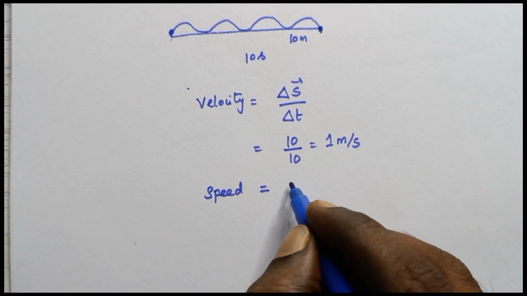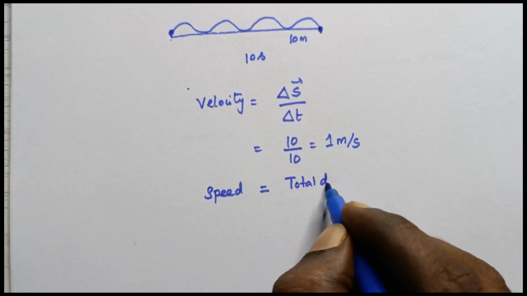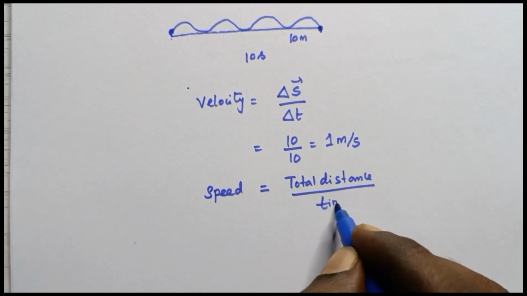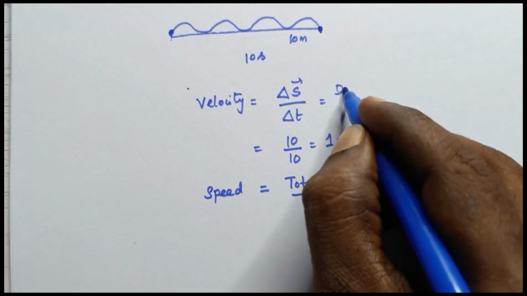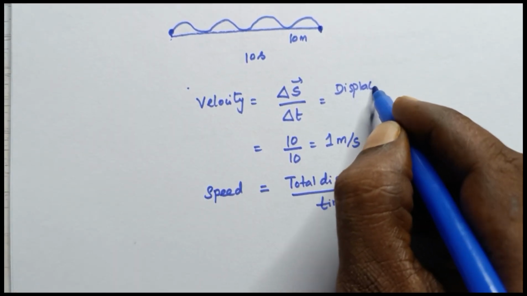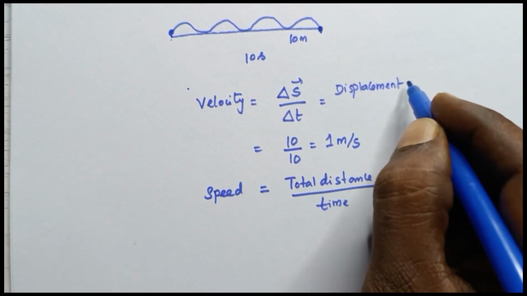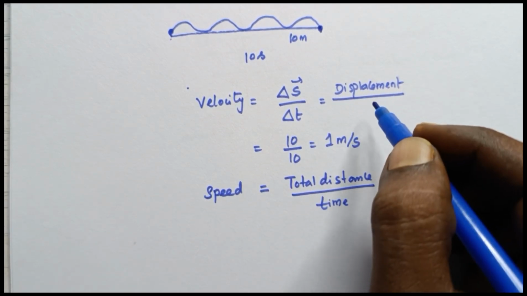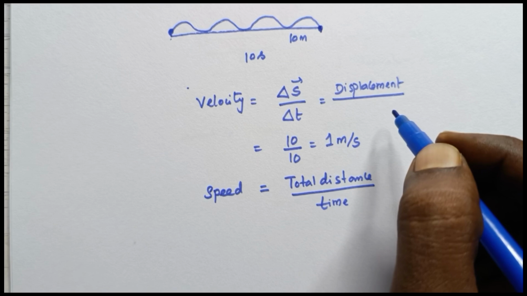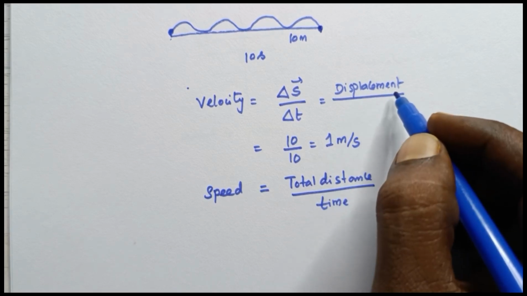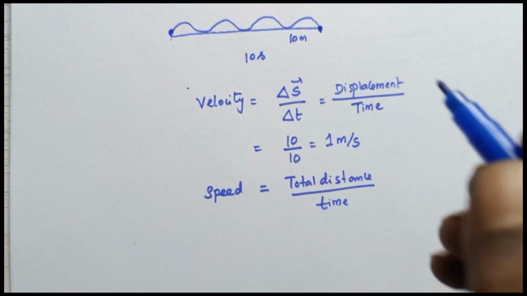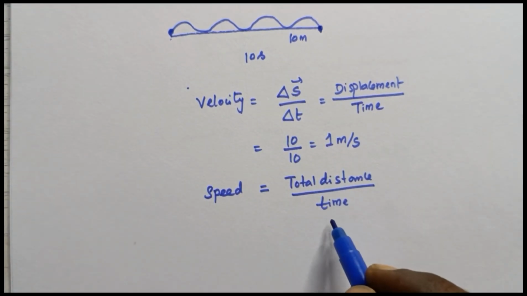Now let us see how we are calculating the speed. Speed is defined as the total distance by time. இங்கே வந்து displacement by time, displacement எப்படி கண்டுபிடிக்கிறது அப்படினா ஒரு shortest length வந்து நம்ம displacement அப்படினு சொல்றோம். The line connecting the initial position and final position will give you the displacement by time. This is the velocity and speed is total distance by time.